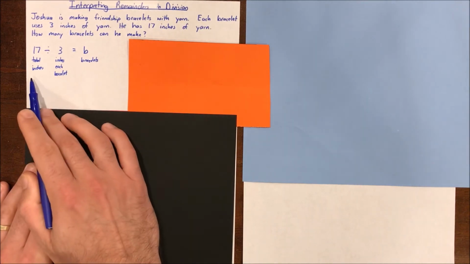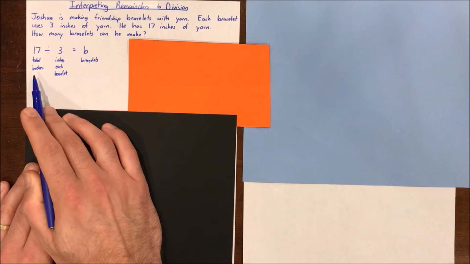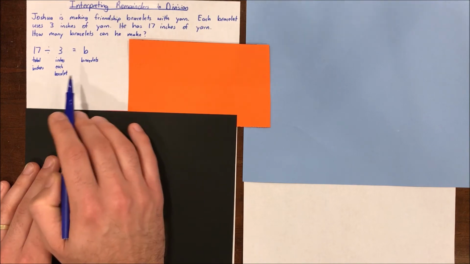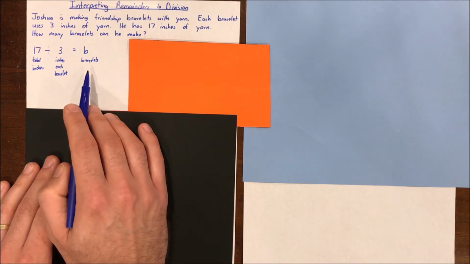Yeah, 17 inches is the total, right? And we're dividing that into groups with 3 inches in each group. So that's our amount in each group. And then the number of bracelets that we're trying to find, that's the number of groups.